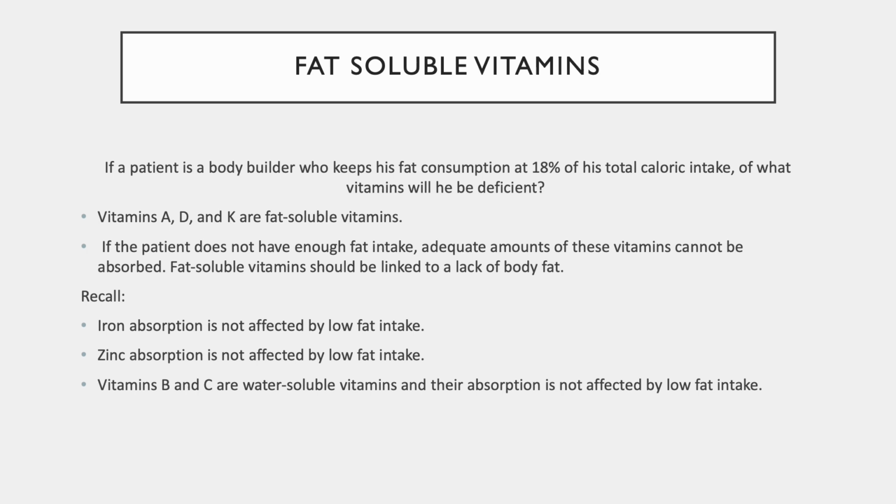All right, next slide. All right, so fat-soluble vitamins. You have to know 4: A, D, E, and K. And for whatever reason, A, D, and K is listed, but not E. So I'll add E. So if someone is having a deficiency of A, D, E, and K, what does that mean? If someone has a specific diet, like say they're a bodybuilder. If they're a bodybuilder and they keep under 18% fat, what does that mean they're going to be deficient in? Well, what are the fat-soluble vitamins? A, D, E, and K.